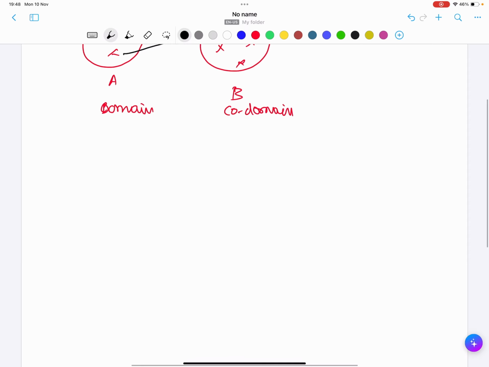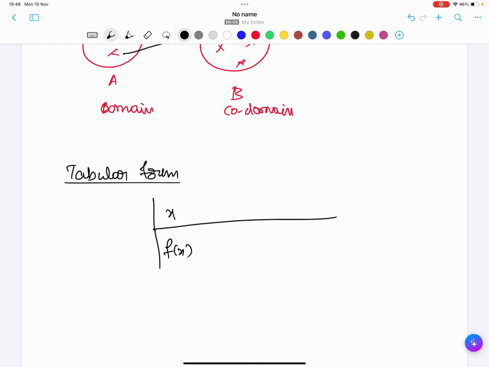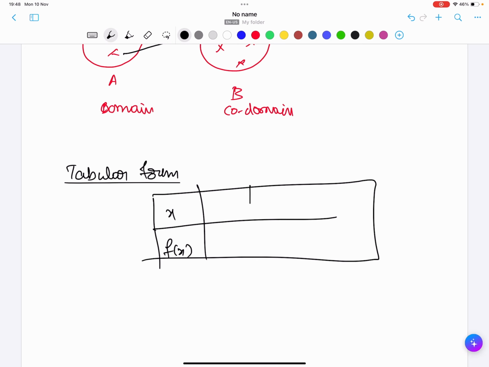The other one is the tabular form, where we have x and f of x. So, there is a table, and based on the function, it is giving outputs. Suppose 2 to 4, 3 to 9, 4 to 16, and 5 to 25. This is how it is working, like the function f of x equal to x square. The inputs are in the form of x. These are the inputs.